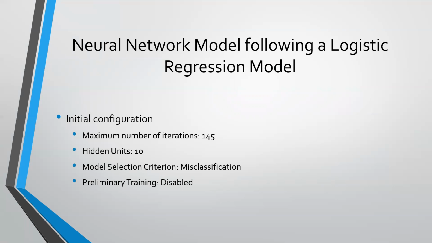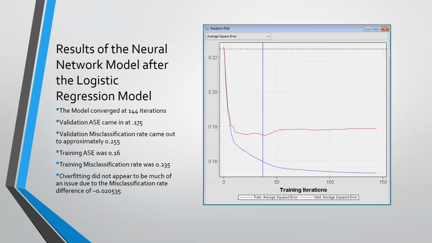The maximum number of iterations was 145. After playing with that quite a bit, we found that that seemed to give us the best numbers on the output. Hidden units were 10. Model selection criterion was misclassification, and we disabled the preliminary training. Next slide.